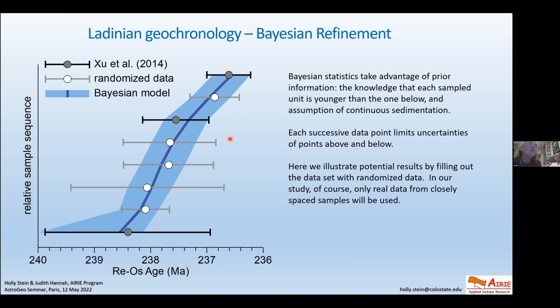So if we sampled much more tightly, we can then take advantage of the sequence, the fact that these get sequentially younger as you go up the section, and that limits the possible range of the uncertainties. You know that these samples have to be in that order. The uncertainties can't be as large as way out here. Each successive point limits the uncertainties on the points above and below. And this is what Bayesian statistics does for us. It's mathematically a little bit messy to do it accurately, but we can do it.